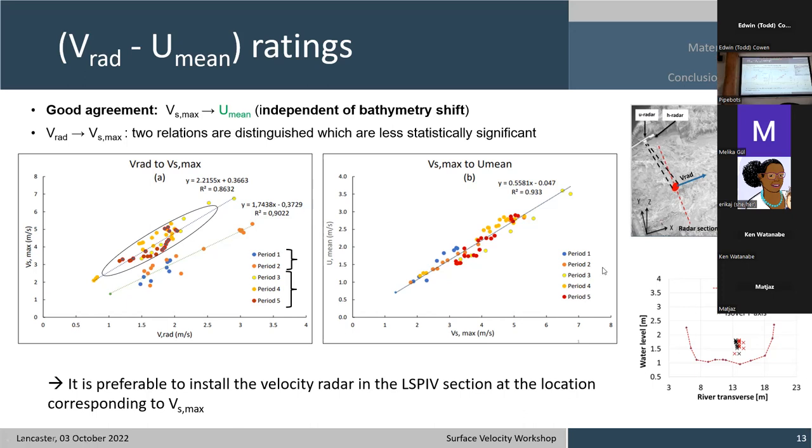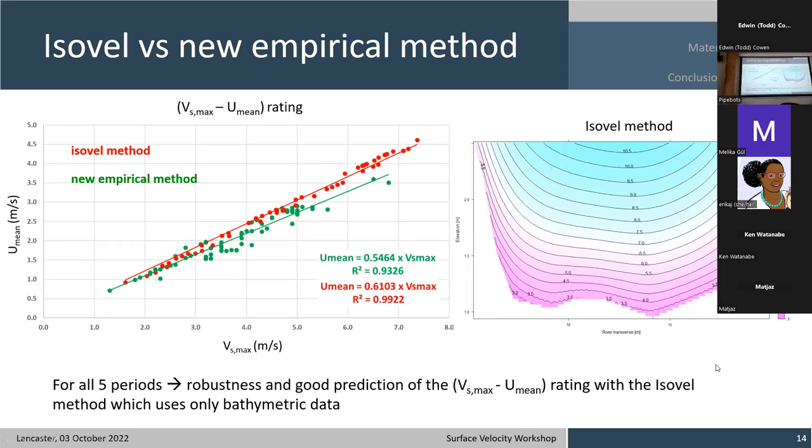So next. We also tried to build the VS max U min rating using the ISOVEL method, which is a quite known method which only uses bathymetric data. And we got the red rating in this case, which can be compared with our results presented just before. So we can see that the two ratings are quite similar, which is a good point, that maybe the ISOVEL method can predict the location of the VS max and the slope of the rating.